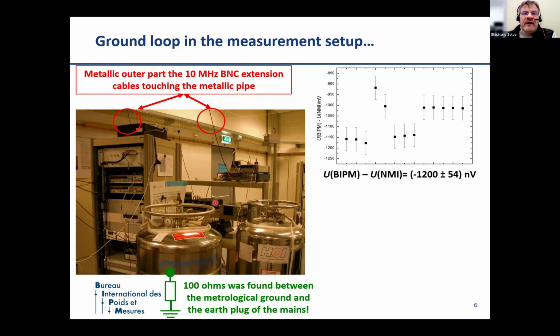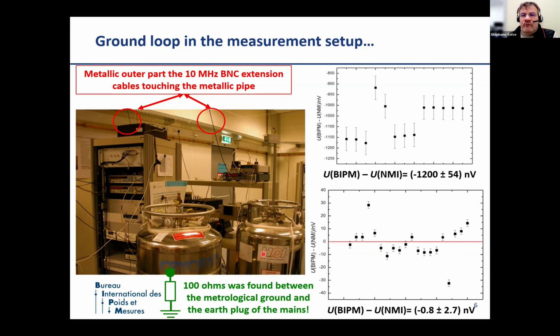And not only that, but this 10 megahertz reference was distributed to other experiments in the same room, creating a giant ground loop. In addition to that, we found that there was a 100 ohm difference between the potential that we selected for the reference of the measurement setup and the earth of the mains. So once these two main issues were resolved, we ended up with a very nice agreement between the two standards, as you can see from this graph here.